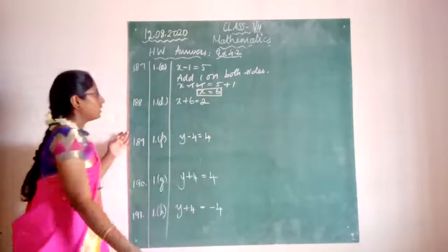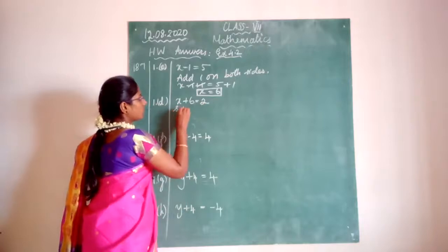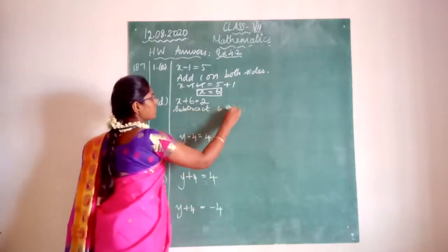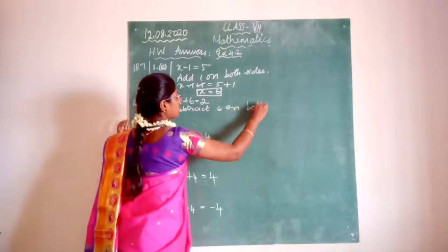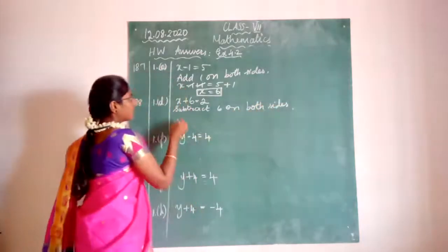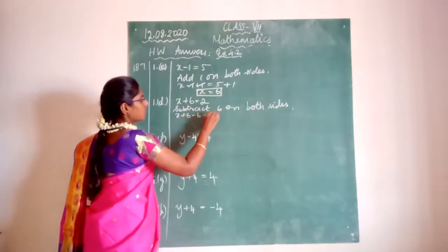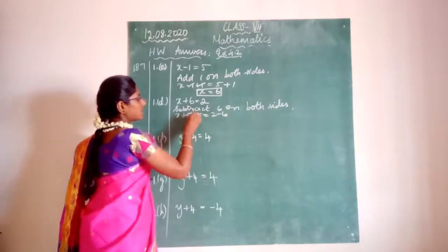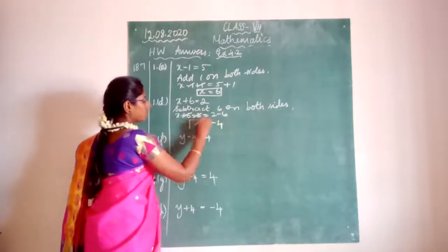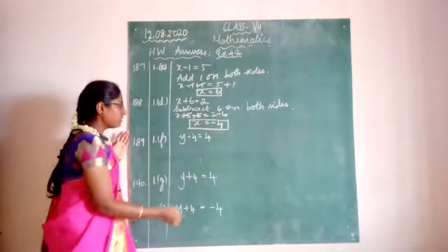Okay. Next, x plus 6 is equal to 2. So here, subtract 6 on both sides. Okay. So you will have x plus 6 minus 6 is equal to 2 minus 6. Plus 6 minus 6 will get cancelled and x is equal to minus 4. Okay. Subtract and write the sign of bigger number. Fine.